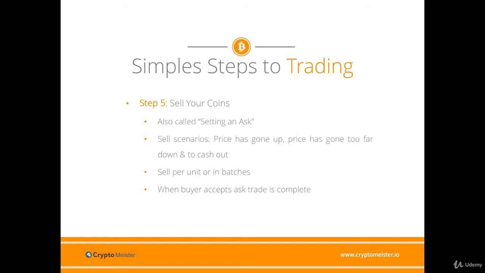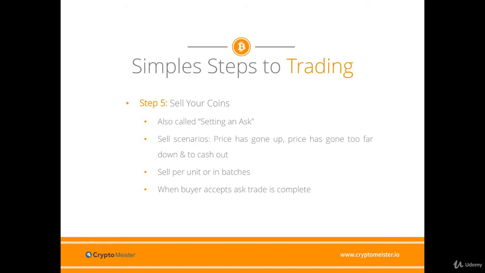Selling your coin is also referred to as setting an ask, and there are typically 3 scenarios where you might want to sell your coin. If your coin has gone up in price to where you wanted to sell it. If it's fallen in price and you want out before it goes any lower. Or if you want to cash out and convert your coins into fiat currency. To do any of these 3, you need to set an ask.